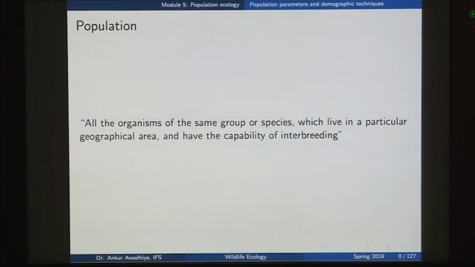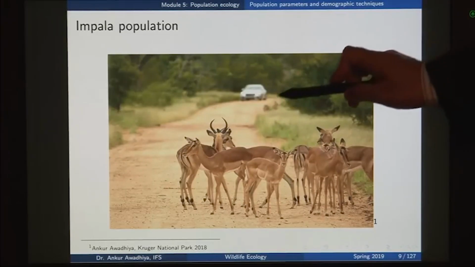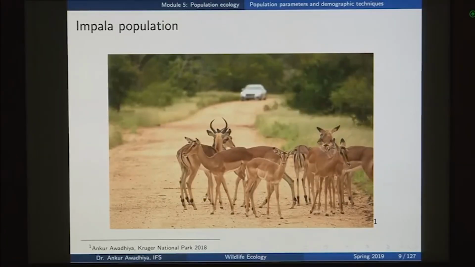So, we begin with the definition of population. As we had seen before, all the organisms of the same group or species which live in a particular geographical area and have the capability of interbreeding. So these are organisms of the same species, they are living together and they are able to interbreed. A good example is this picture, which is showing us a population of impala. These deer, which go by the name of impala, are found in Africa. And if we remember, these are some cheetahs that we had seen before, so this is also showing us a population of cheetahs that are living together.